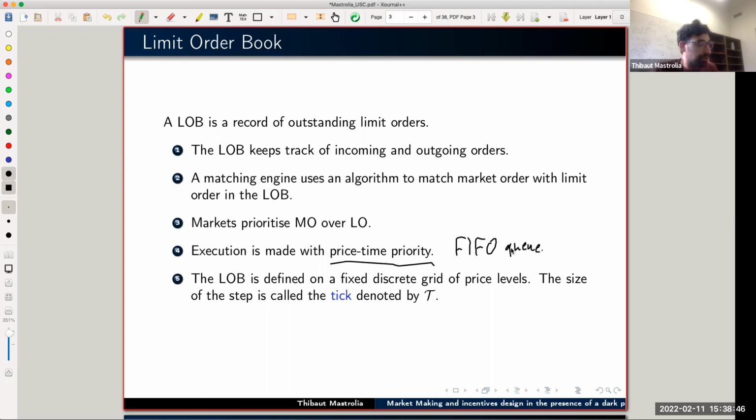So the limit order is defined on a fixed discrete grid of price levels. You cannot propose any price that you want. There is what we call a grid of prices, and the interval between two consecutive prices is the tick. Typically it's 1 cent. So you put a price at 100.01, 100.02, and so on. It can be 2 cents for some markets. So this quantity is important. It just expresses the range of all possible prices in the limit order book.